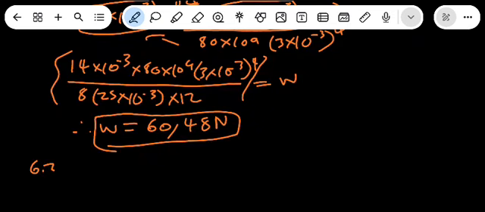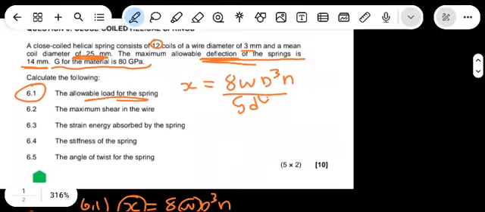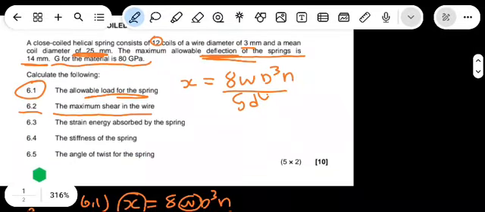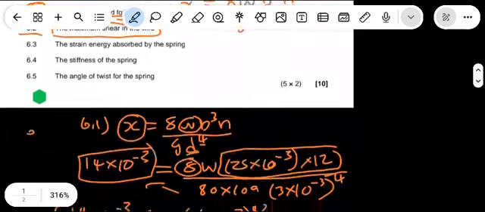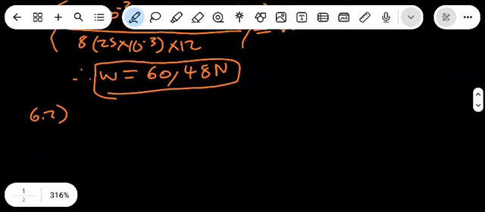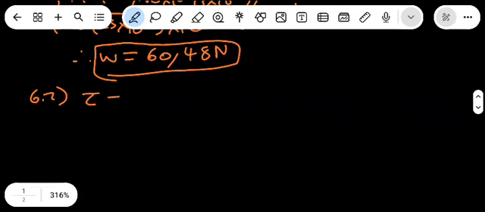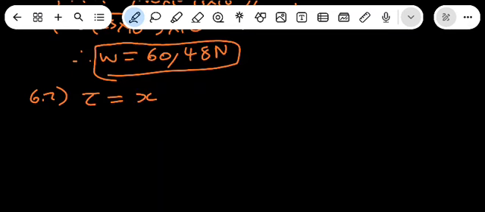Let's check 6.2. What do they want? 6.2, the maximum shear stress in the wire. The shear stress in the wire is given by this formula: G d divided by, again, X d raised to, okay, we're given pi, divide this by pi d squared, the mean diameter, and the number of turns.